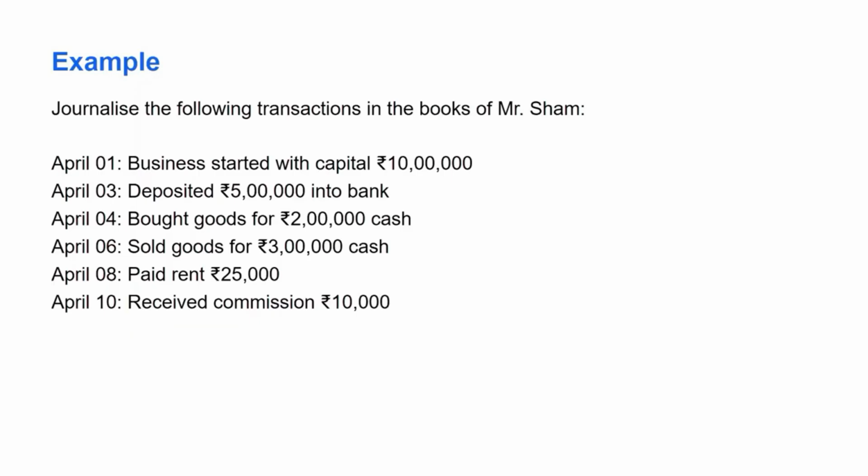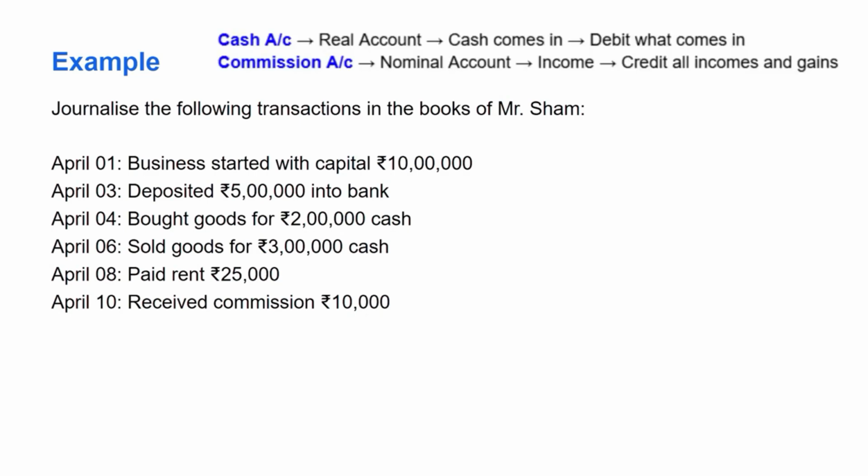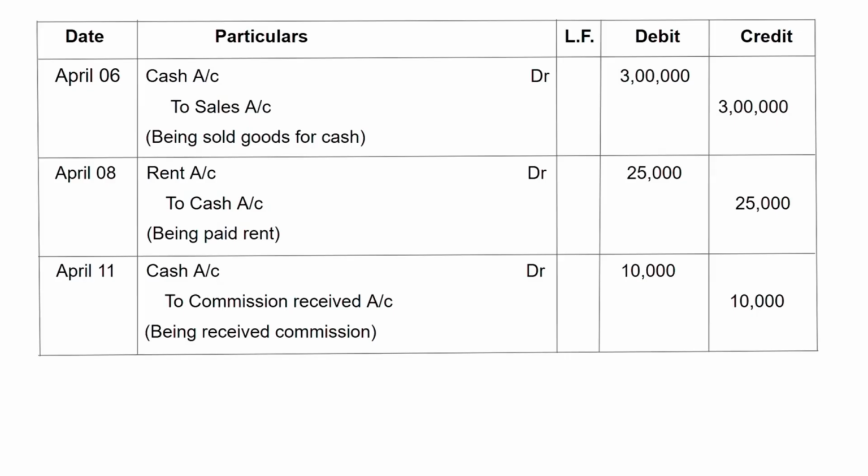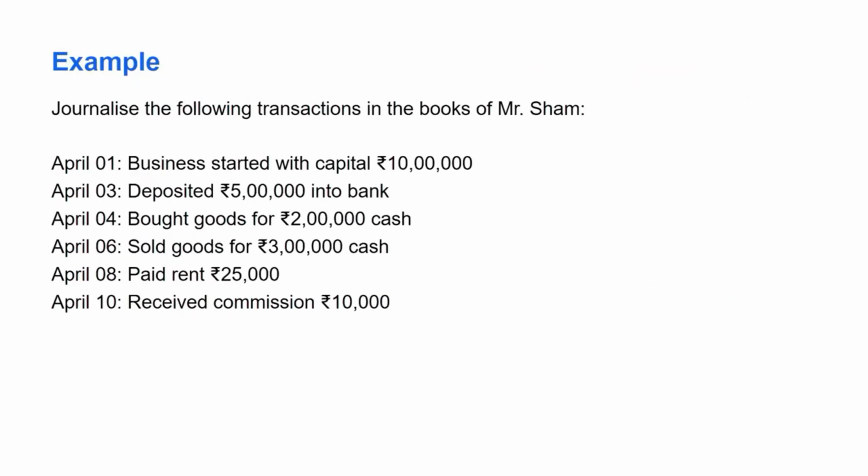Next, April 10th, received commission 10,000 rupees. Here the two accounts are cash account and commission received. Cash account, it is real account and cash comes in the business. So debit what comes in. And commission is a nominal account and it is income. So credit all incomes and gains. So we record it as April 11, cash account debit 10,000 to commission received 10,000, and the narration is being received commission. Now we have recorded all the journal entries.